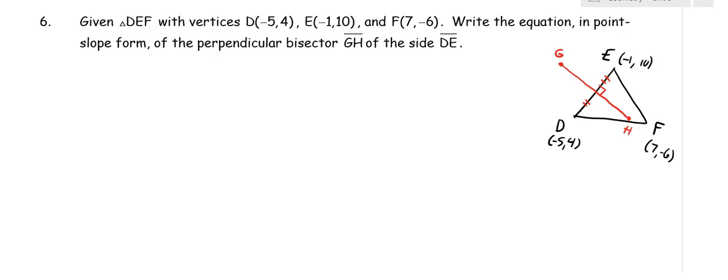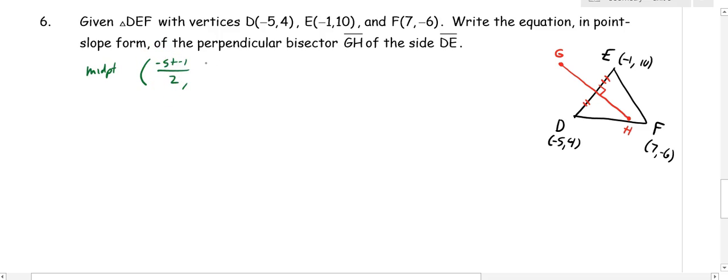So we want to do two things, combining what we did for the median and the altitude. First we want to find the midpoint of the side. To find the midpoint, we're going to use the points of D and E. So we have negative 5 plus negative 1 over 2 and 4 plus 10 over 2. And that reduces to negative 3, 7, because negative 6 over 2 gets us negative 3 and 4 plus 10 is 14, divided by 2 gets us 7.